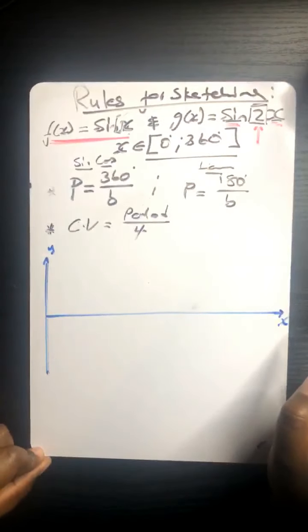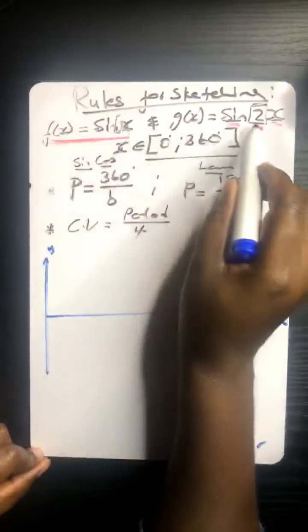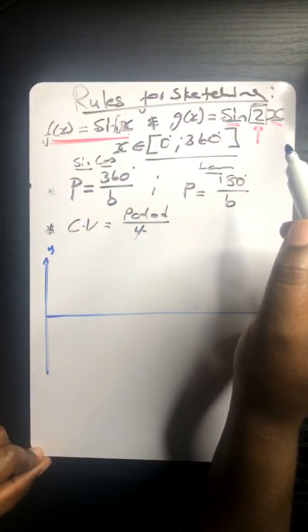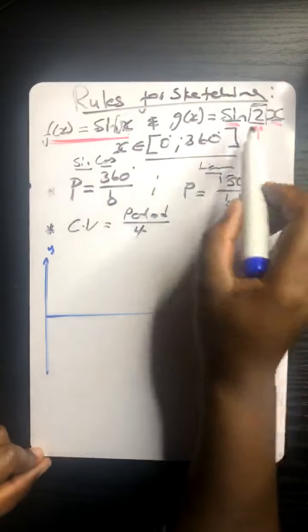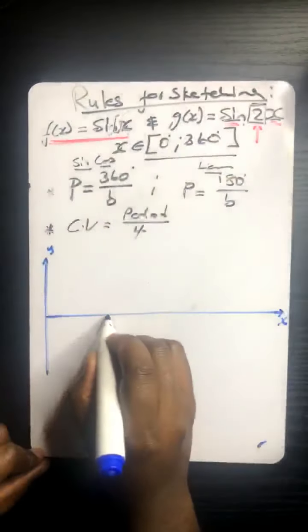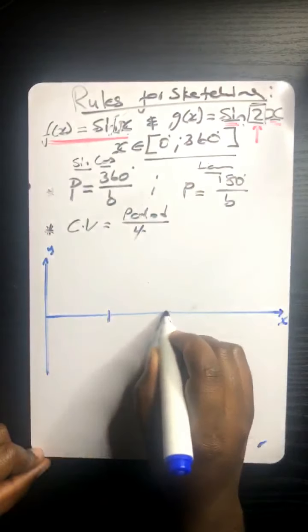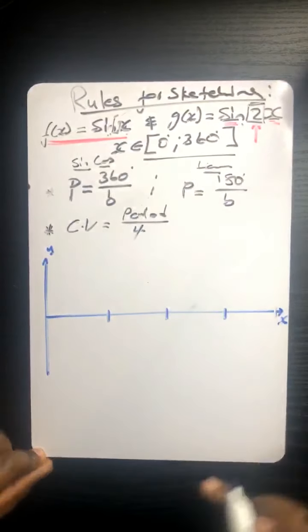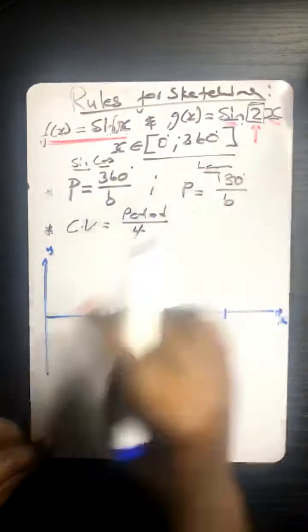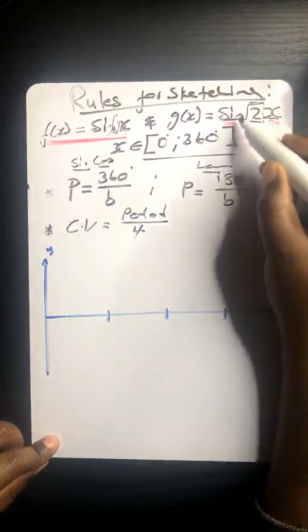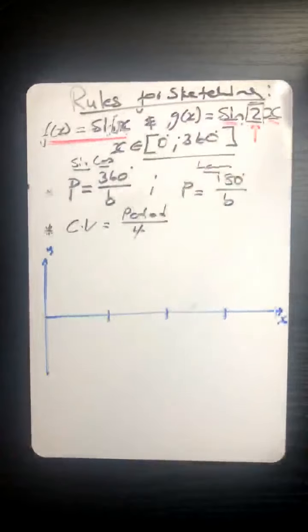Since I'm sketching these two functions on the same set of axes, I'm going to use the critical values of this function and not that of this function, because for this function it is going to be, for example, 90, 180, 270, then 360, but I need to accommodate that function on my graph over there. So what are going to be the critical values of g? Is there someone who can tell me?